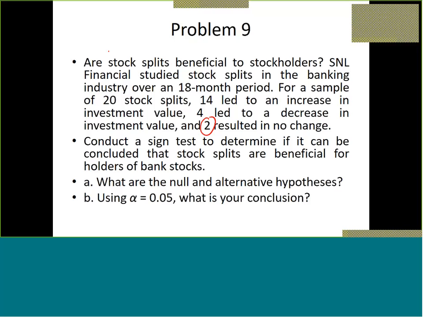So we have to discard. So H naught always in sign test, p maybe sometimes is equal to, sometimes not equal to, less than or greater than something we should write. Conduct a sign test to determine if it can be concluded that stock splits are beneficial to holders of bank stocks. So beneficial means what you will write.